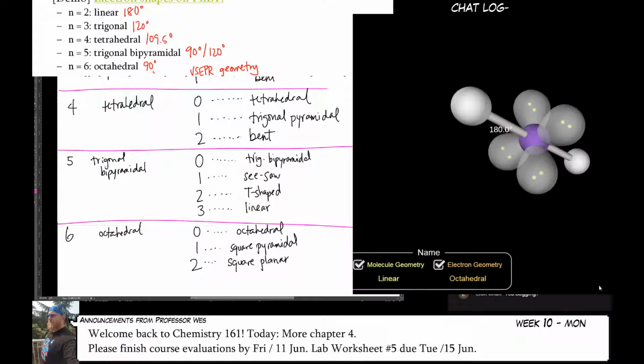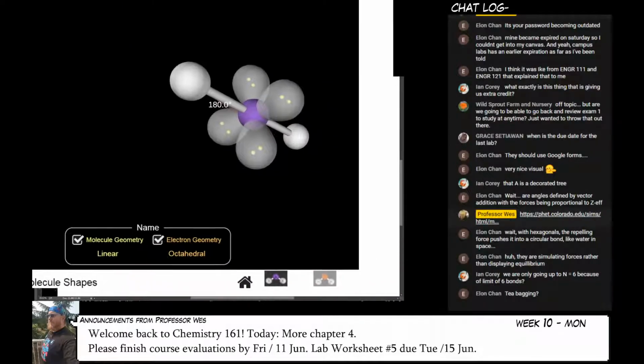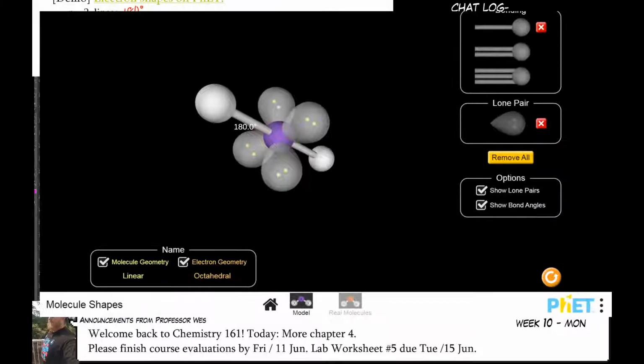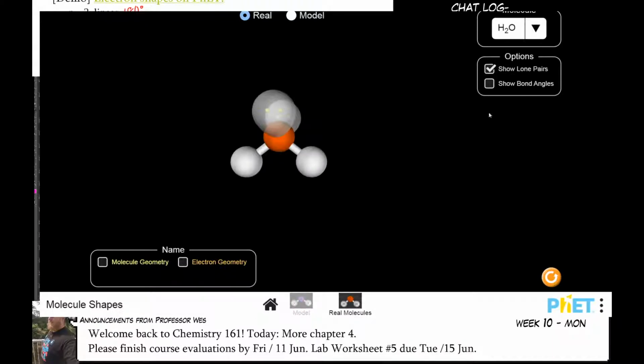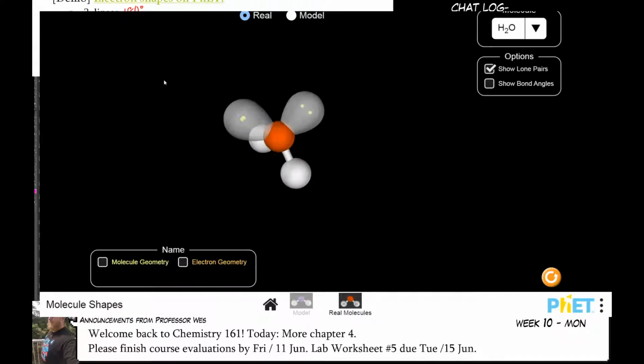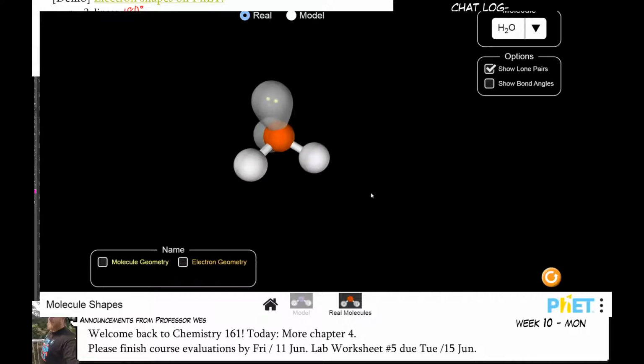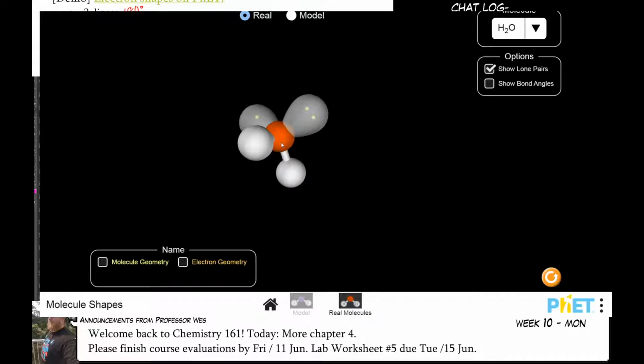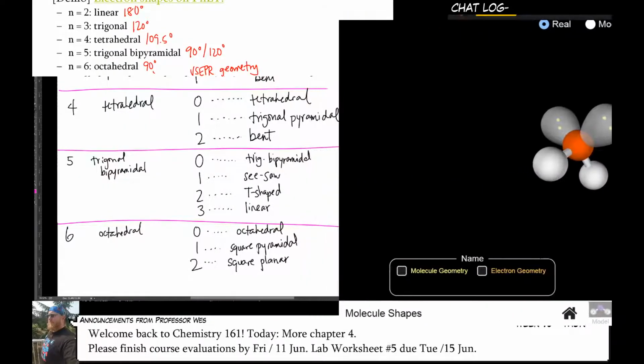What you can now do with this is if you go down here to where it says, I gotta expand this again. If you go to the bottom where it says real molecules, then what you can do is you can spin actual molecules around and then try and predict their electron geometry and molecular geometry. So let's use our chart to do that.